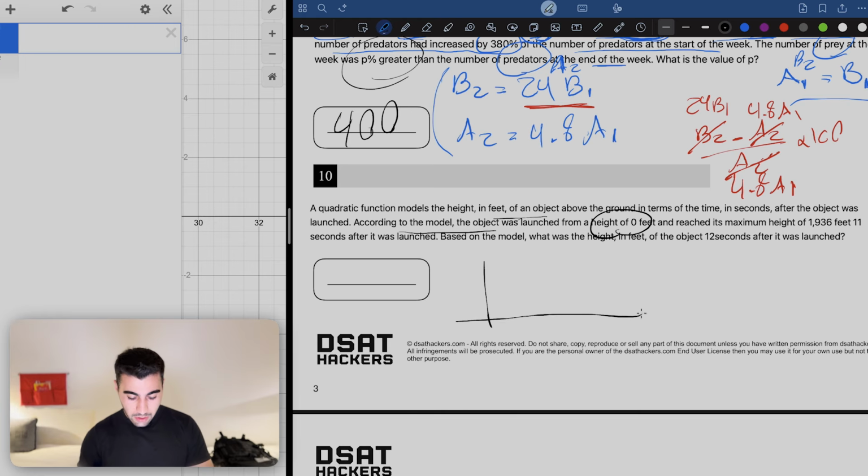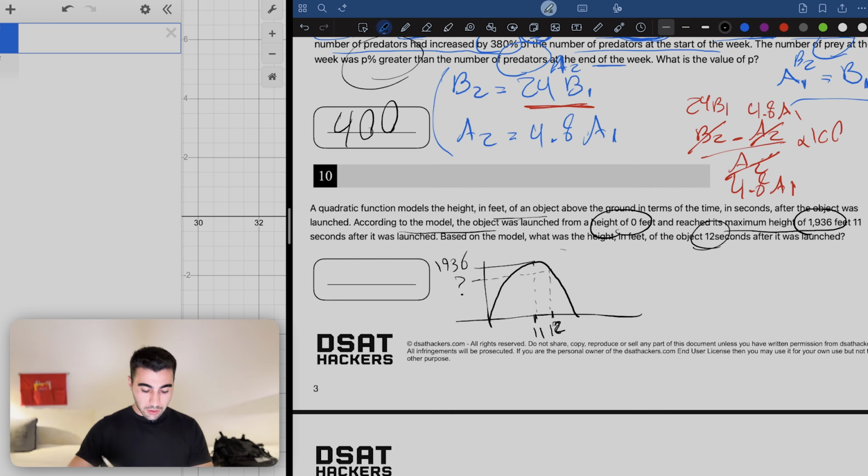So imagine the graph. This is the object, it goes from 0 and comes down. It reaches its maximum height at this point. The height is 1936 at 11 seconds after it was launched. Based on the model, what was the height in feet after 12 seconds? So in 12 seconds, here is 12 seconds, what is going to be this height? That's what the question is asking us.